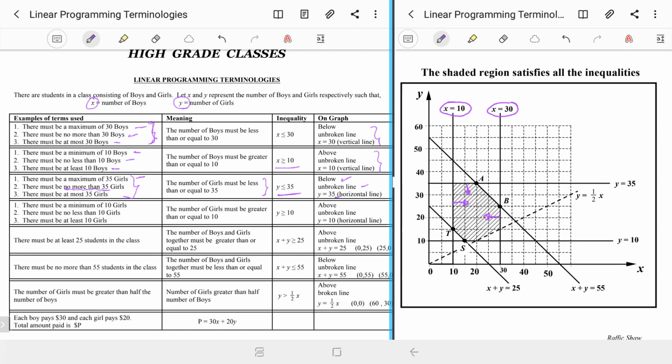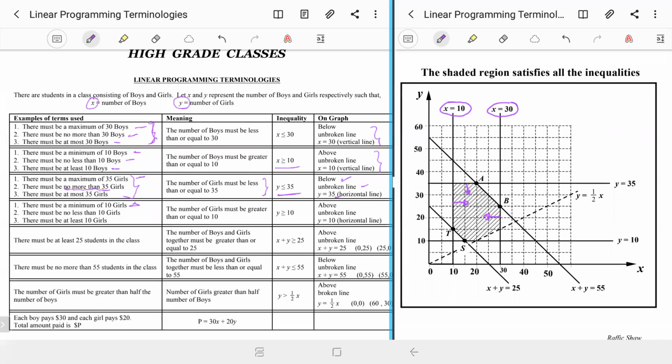So you can have 10 or more girls. The class must have at least 10 girls in it. The minimum number of girls in the class must be 10. So it means they want to have 10, 11, 12, 13 or up. That's what the statement right here means.